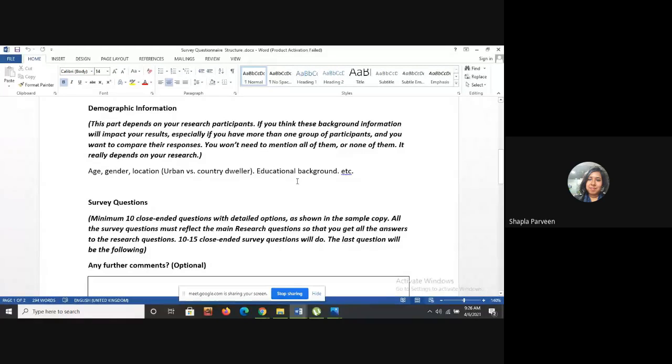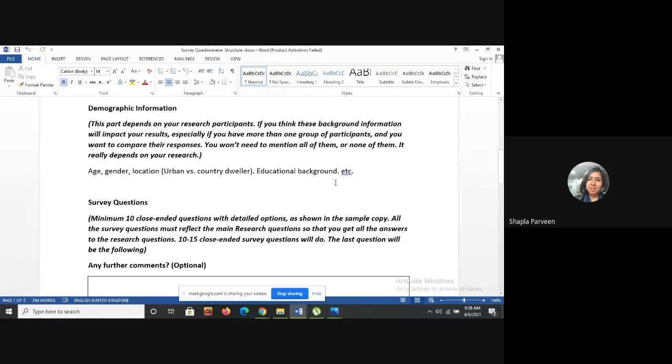Educational background can be another thing. If you think it's important for your research and it can impact the results, say Bangla medium students versus English medium students, something like that, or people who have studied in Dhaka versus people who have studied in other parts of Bangladesh. So if you want to compare their results, then educational background can also be important.